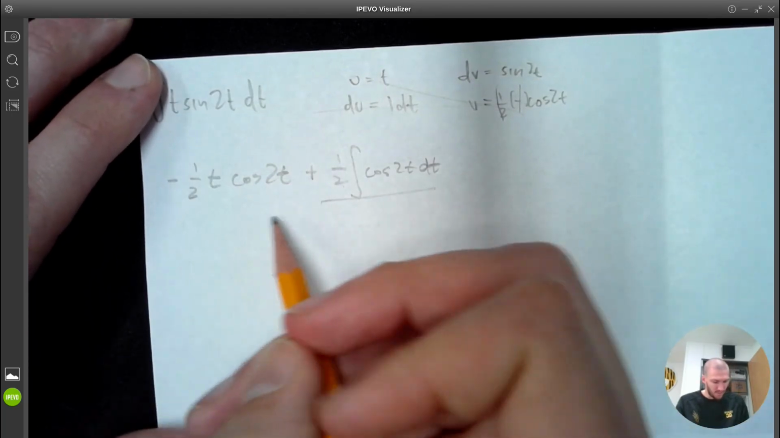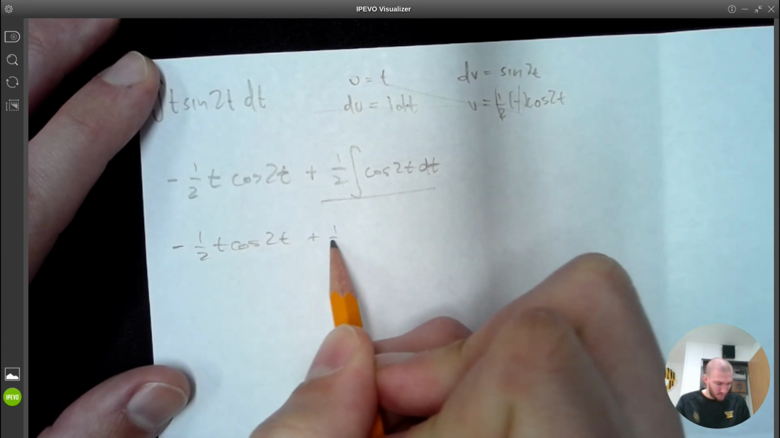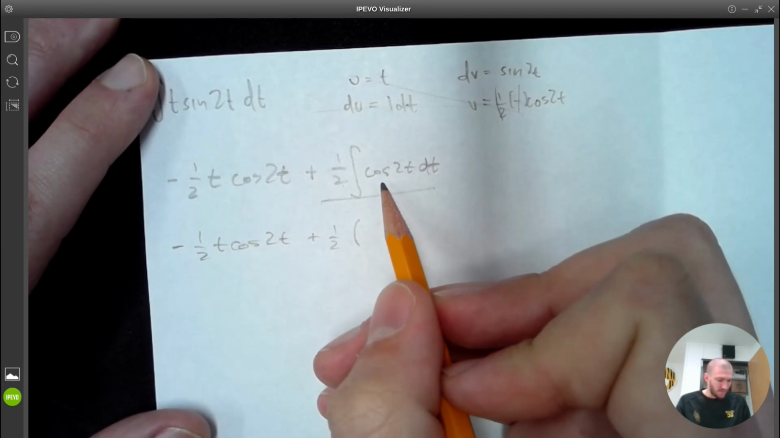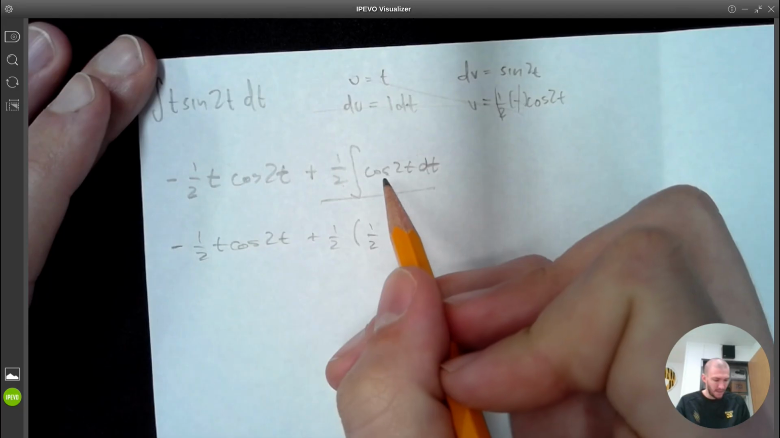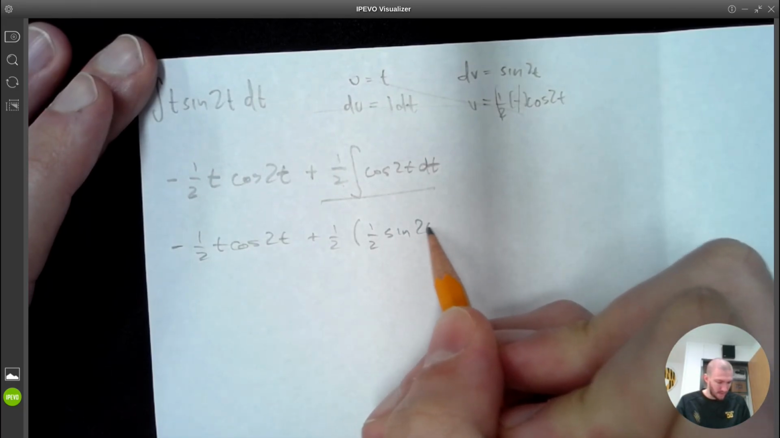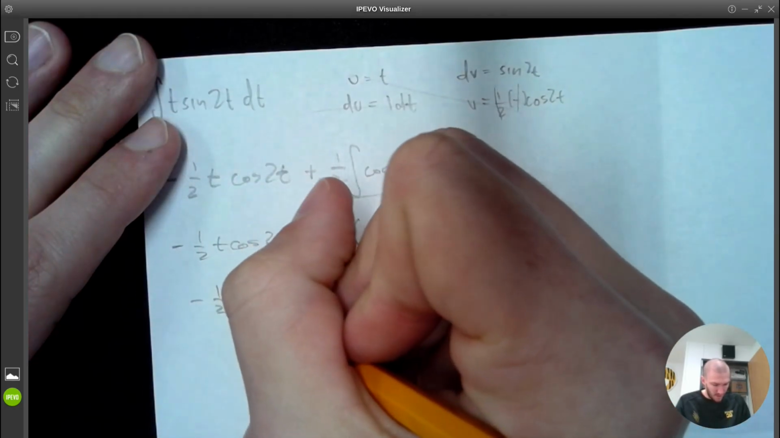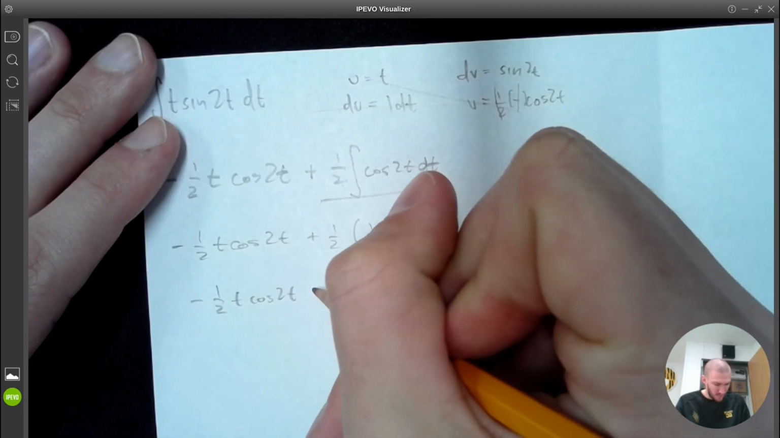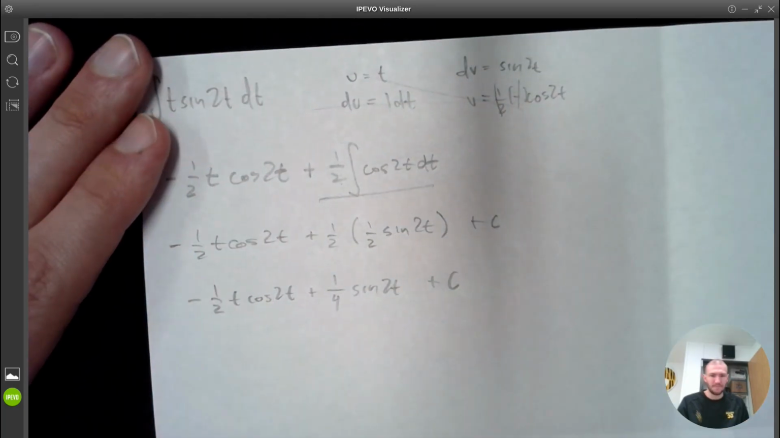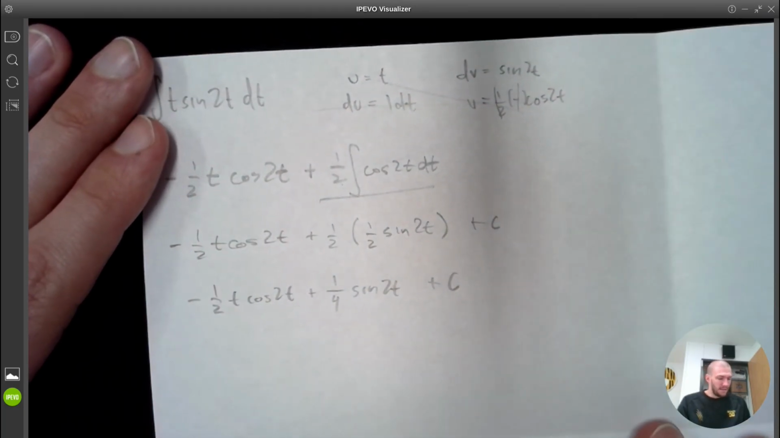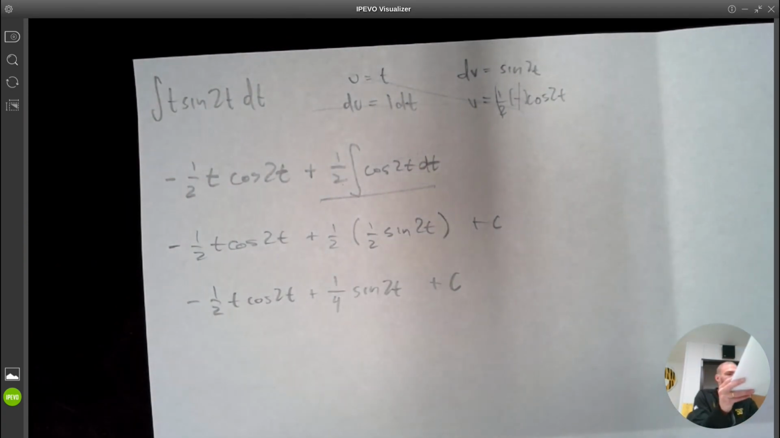Still need to do my integral here, so I've got, write this again, negative 1/2 t cosine 2t plus 1/2. The integral of cosine 2t is going to make another 1/2 because of the chain rule, and the integral of cosine is sine. Don't forget my plus c, make that look a little bit nicer. Negative 1/2 t cosine 2t plus 1/4 sine 2t plus c. I think that's pretty good. Organize myself just a little bit more.